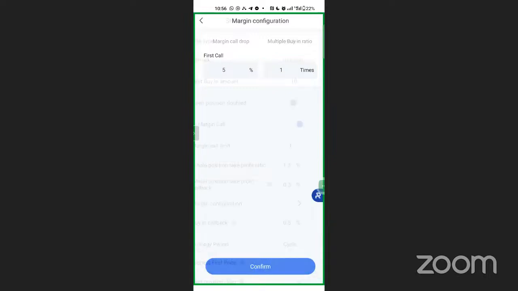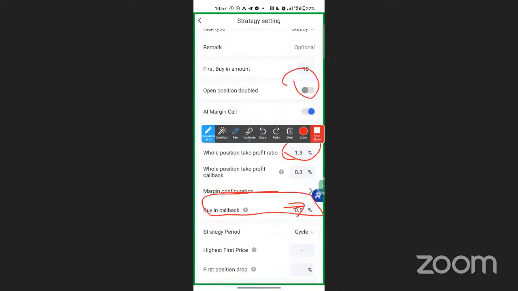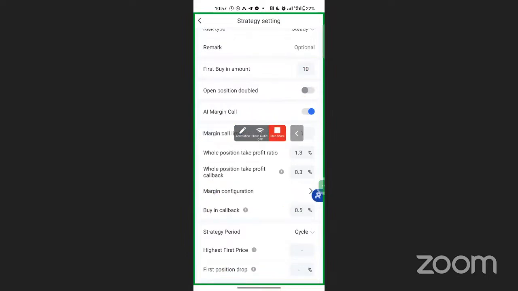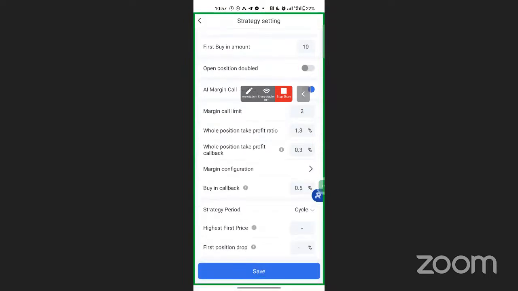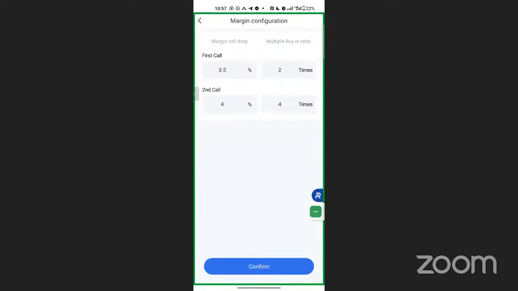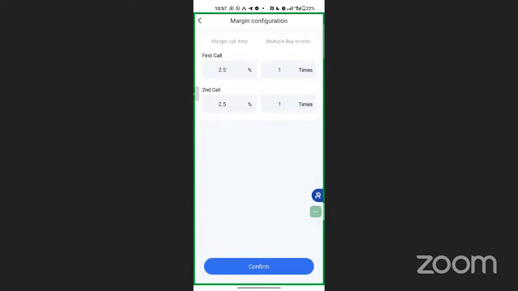Now let's upgrade to someone who has $30. Still, my first buying amount will be 10. My margin call drops will be 2. So how will the robot buy the 2 margin call drops? Now, if the drop is 5, I will put 2.5. When the market drops by 2.5 and it drops by another 2.5, that's 5%. And the robot will buy 1 time, 1 time, 1 time.